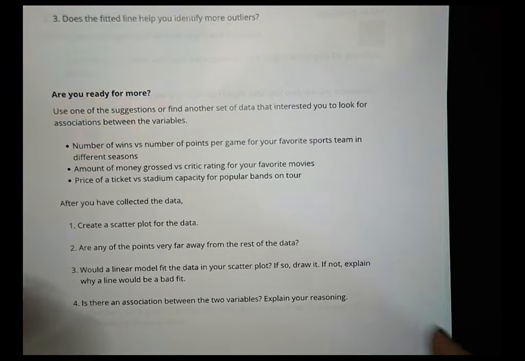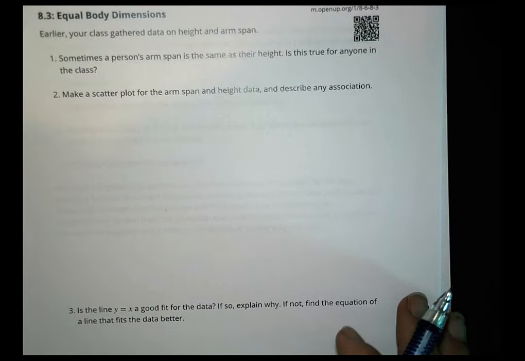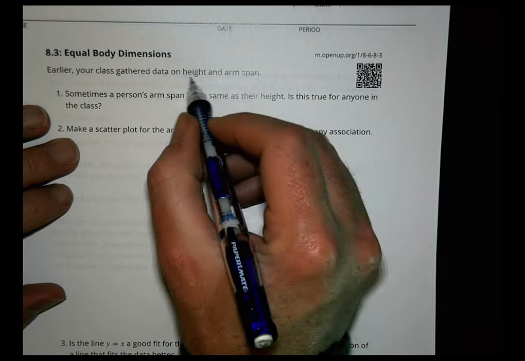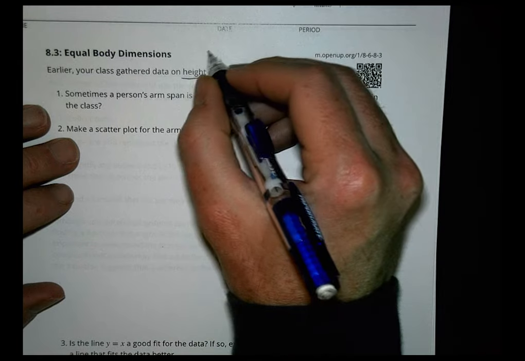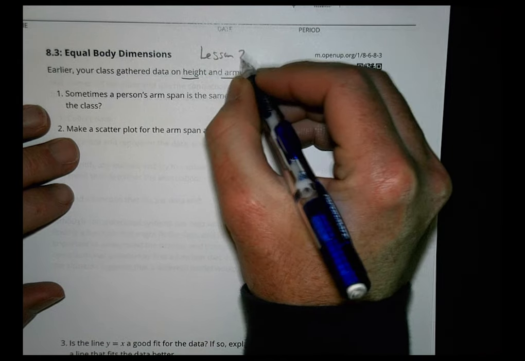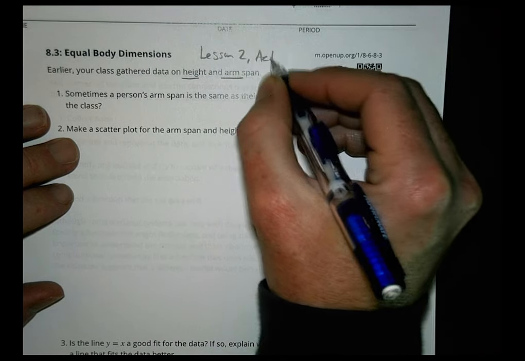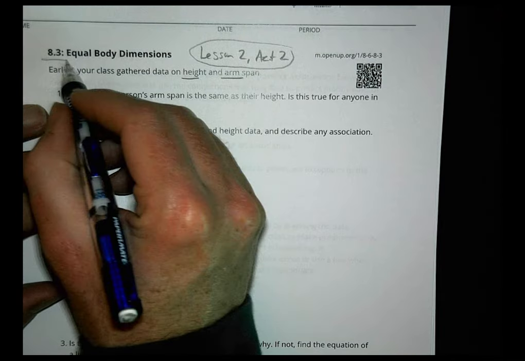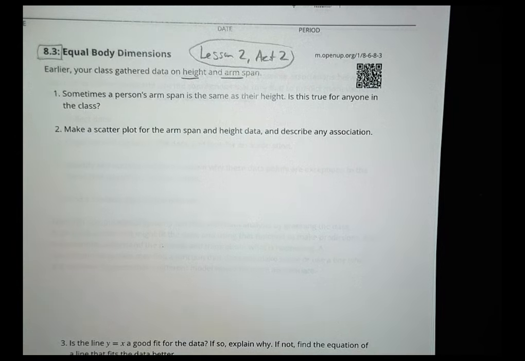Okay, and turn the page here and skip the Are You Ready for More? And I'm going to go to activity 3 just real quick just to talk this through. It says, earlier in class, you gathered data on height and arm span. Now that was back in lesson 2, activity number 2. So you need to kind of look back in your book in order to do this activity. So this is the activity.